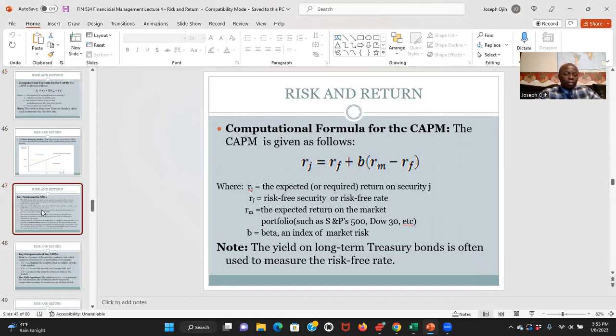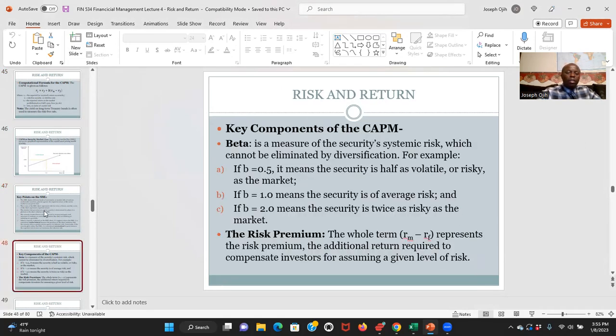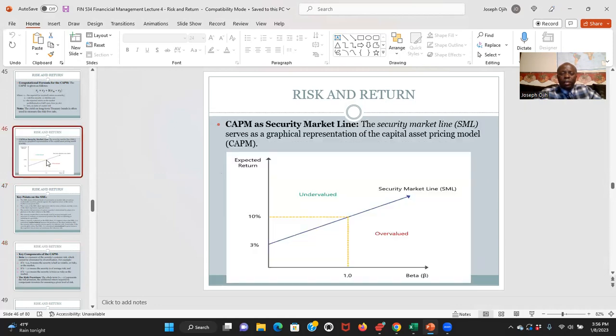So let's look at beta first while looking at the components. Beta is a measure of the security's systemic risk, which is the market risk. And it cannot be eliminated by diversification. I believe I explained that in my previous lecture. It cannot be eliminated by diversification. If the beta, for example, is 0.5, and we look at the security market line, you can see that this is 1.0 for the market, so it's halfway, 0.5.